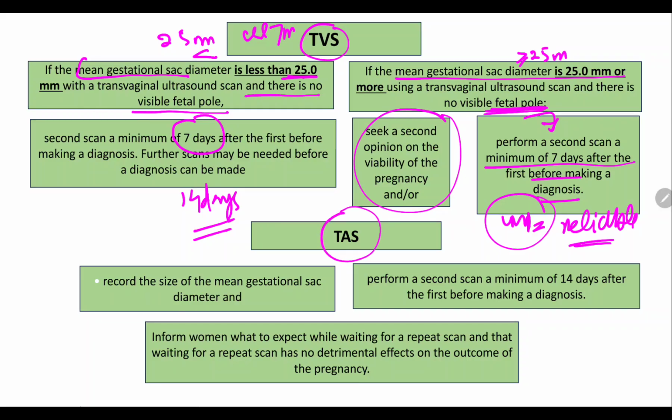Now you are doing the transabdominal scan, because for some reason, either the patient is declining, or there are ovarian cysts or fibroids. Then whenever you are doing a transabdominal scan, what is the next step you have to do? You have to record the mean sac diameter. In transvaginal, you were recording the CRL. Here you are recording the mean sac diameter because there is no CRL, no fetal pole, no fetal heartbeat. And the second scan you have to perform after 14 days if the first scan you did by the transabdominal route. So you have to tell your patient, because this is important in your counseling, that waiting for the repeat scan has no detrimental effects on the outcome of the pregnancy, okay?